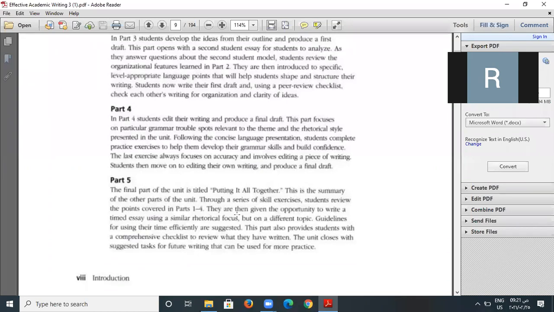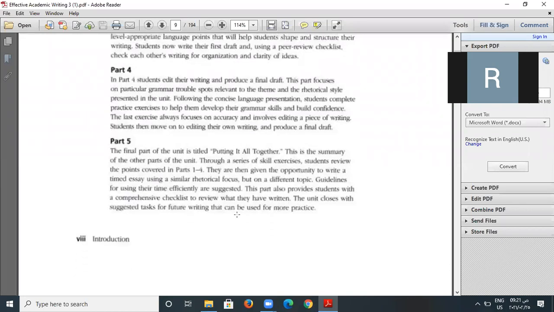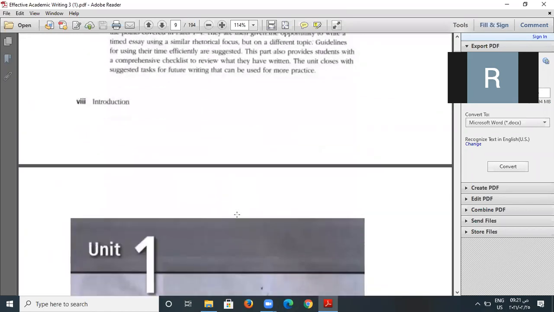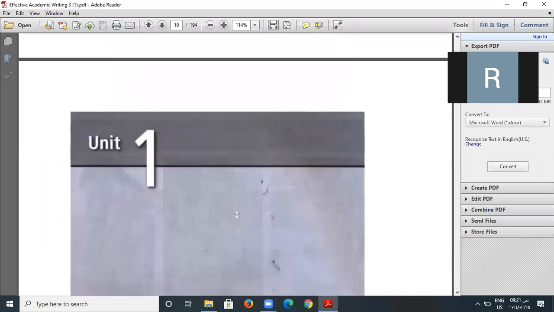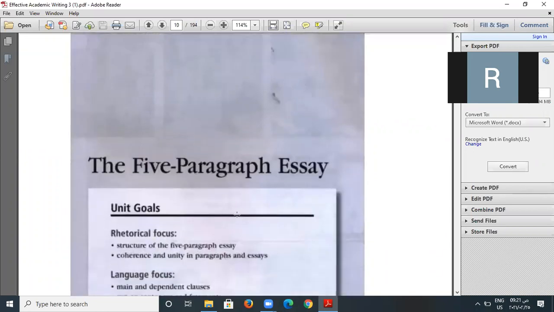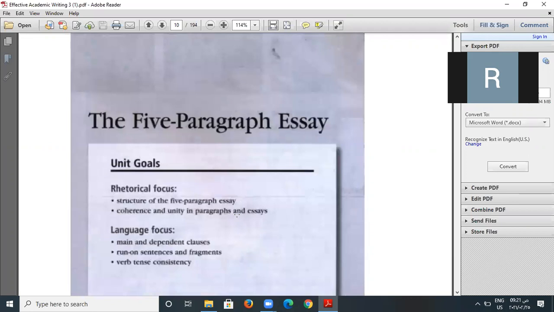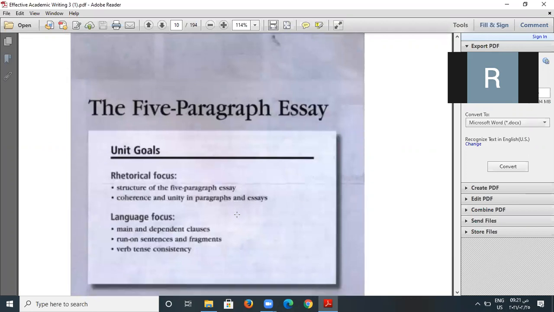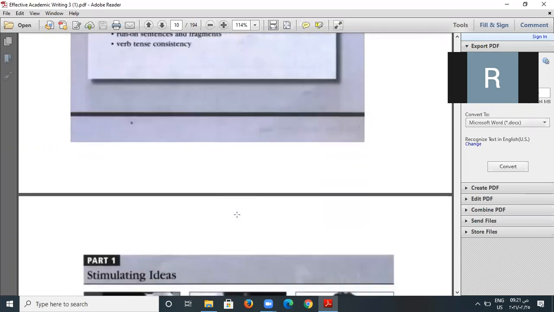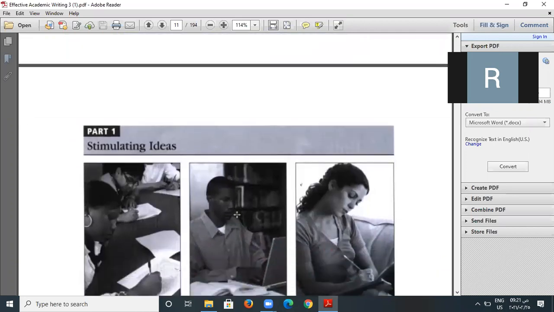The unit ends with suggested tasks for future writing, meaning what we can write in the future using different ideas and different topics. Any question about this? This was the general introduction to the whole book, what we have in the textbook. Any question about this? Okay.